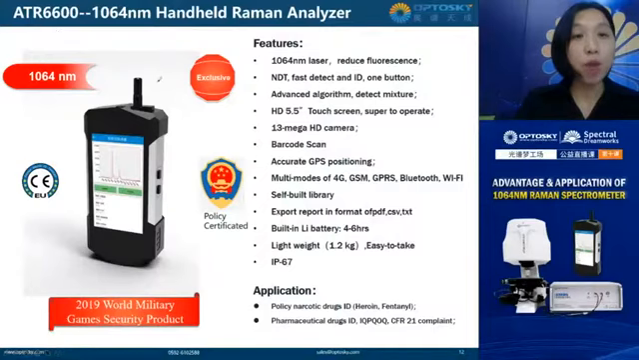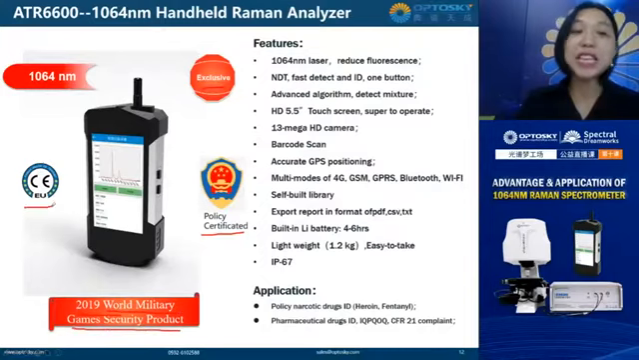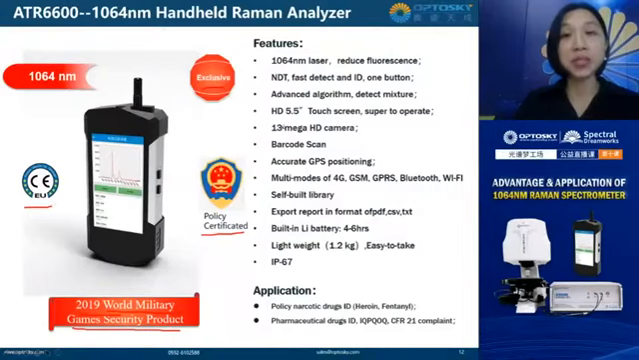The first one is our most popular handheld Raman spectrometer. We are the China exclusive 1064 nanometer handheld Raman spectrometer, and this one has already received a police certificate for being very good for narcotic drug analysis and field investigations. It was also selected as last year's War Military Game Security Product. For export, we have the CE certificate, RoHS, etc.